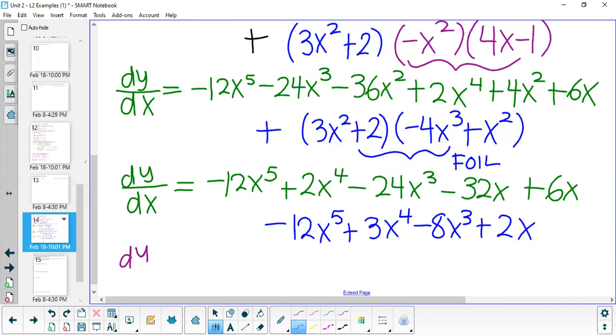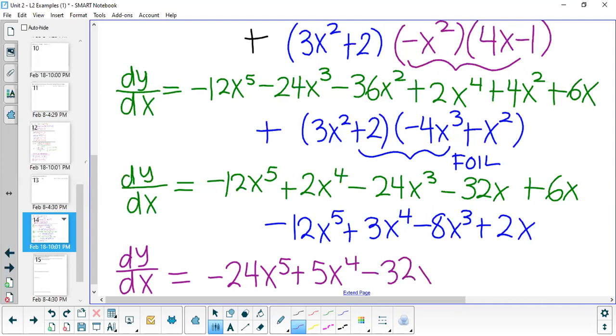When you collect all of your like terms together, it's going to give you negative 24x^5 plus 5x to the power of 4 minus 32x cubed minus 30x squared plus 6x. Long equation, but as you go into real world connections like financial mathematics, where your graphs get more complex, your derivatives also get more complex.